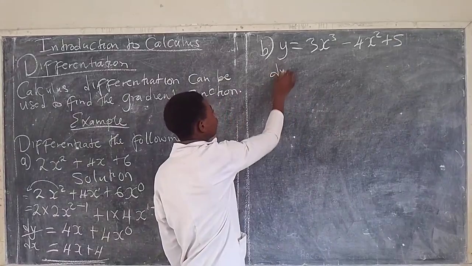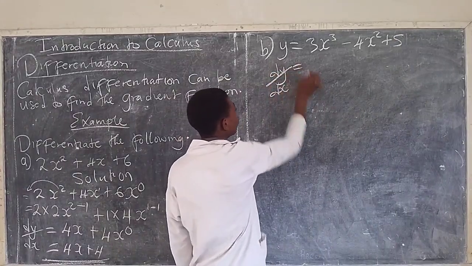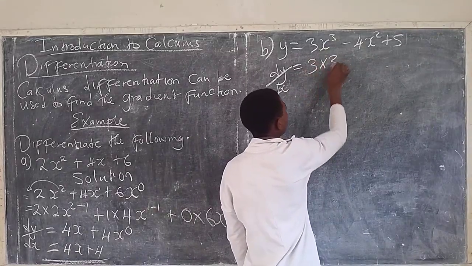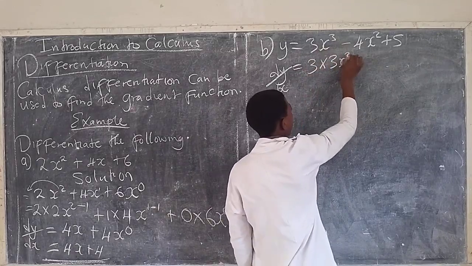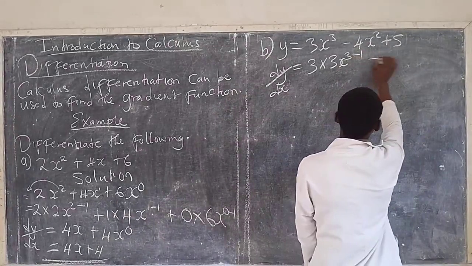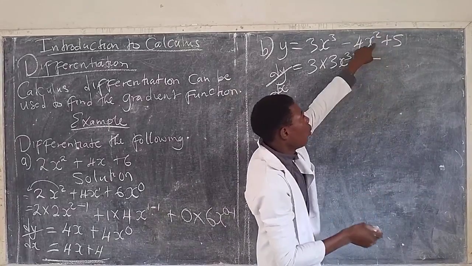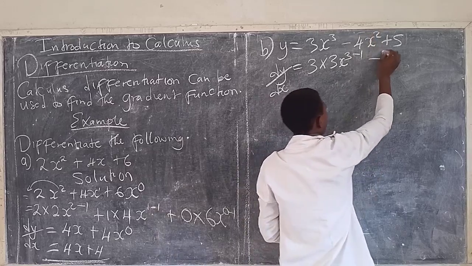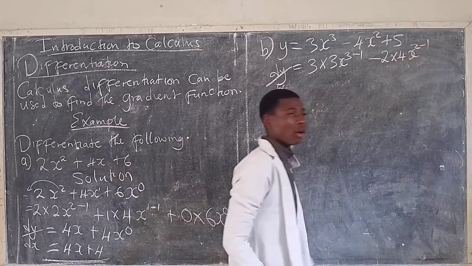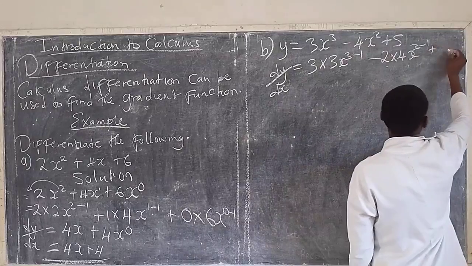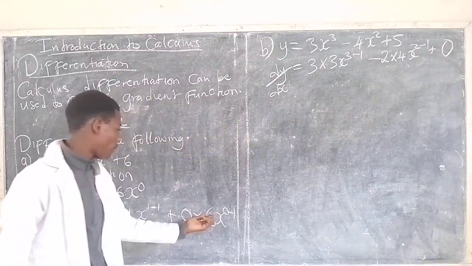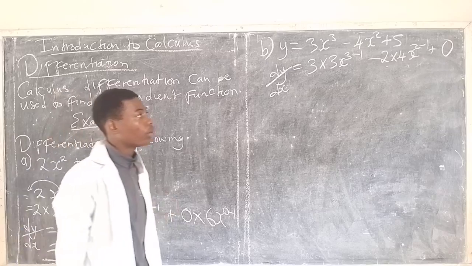We are going to say dy over dx should be equal to, we have the power, it should drop. So we have 3 times 3x raised to the power 3, then subtract 1 from the power. Then minus, we have this 2. When it drops there, we have negative 2 times 4x squared, and we subtract 1. Then plus, here the derivative of the constant number is equal to 0. Any number that does not have x is always equal to 0.